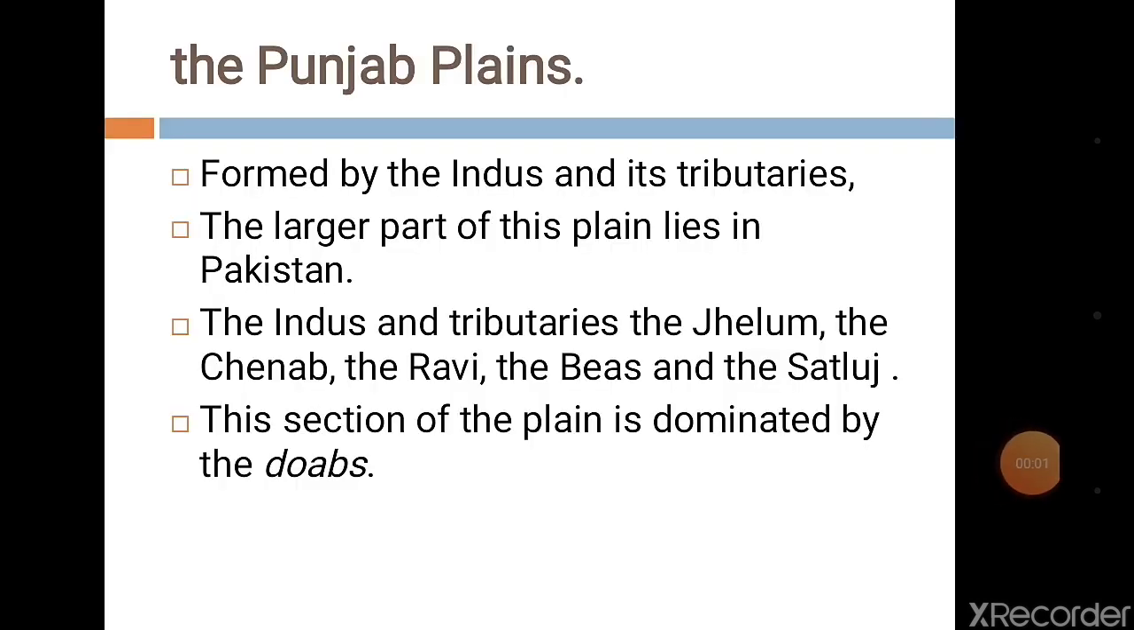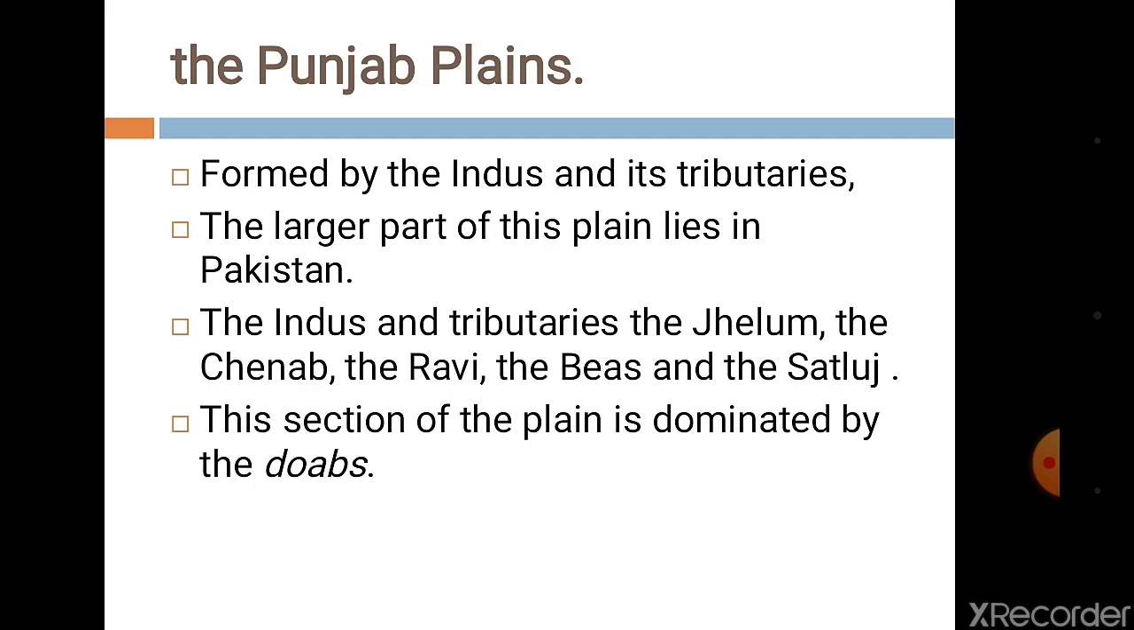First we will see about the Punjab plains. The Punjab plains are formed by the Indus and its tributaries. The river Indus and its tributaries are responsible for forming the Punjab plains, which is at the west part of the country. The larger part of this plain lies in Pakistan. Most part of this Punjab plain is part of Pakistan. The Indus and tributaries, the Jhelum, the Chenab, the Ravi, the Beas, and the Satluj, contributed to form the Punjab plain.